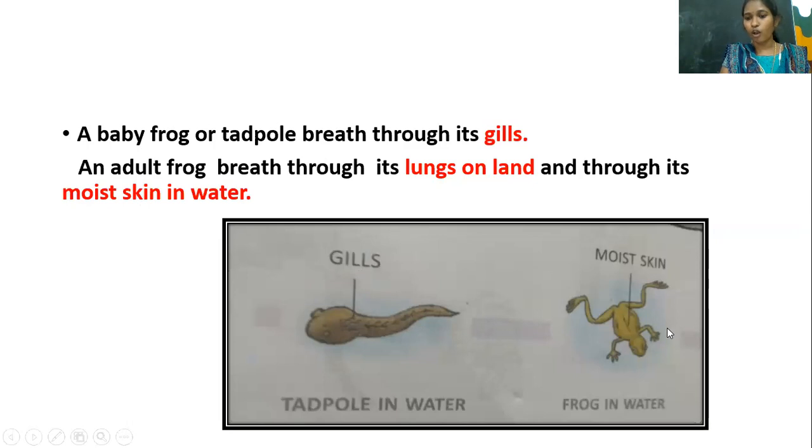Then adult frog breathe through its lungs on land.